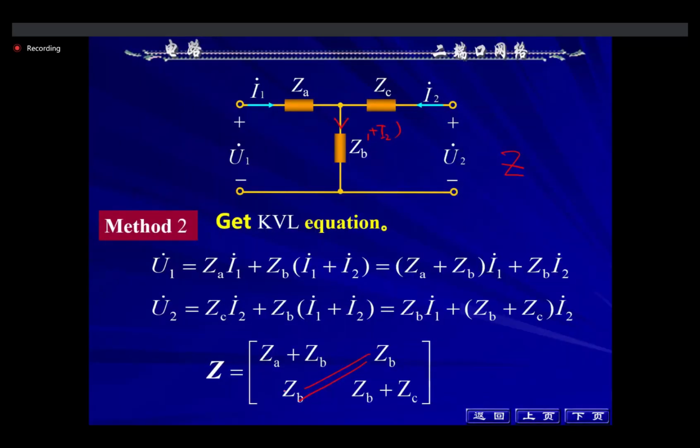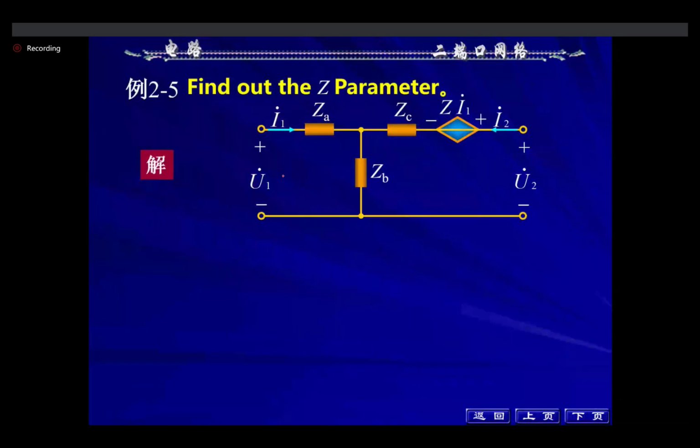Z12 equals Z21. So this circuit is reciprocal. If ZA equals ZC, this part will equal this part, Z11 equals Z22. It will be a symmetrical network. Find this circuit's Z parameter.